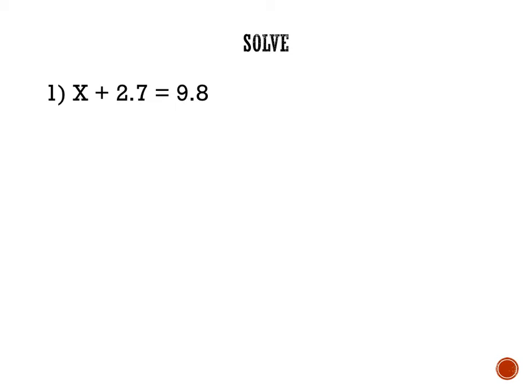Unit 3, Day 5, Review. You have x plus 2.7 equals 9.8.